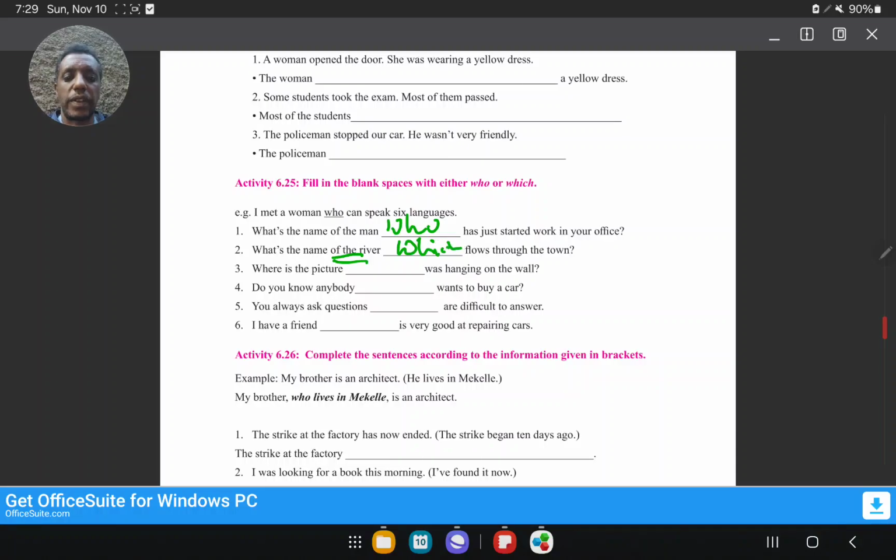Which. Don't forget here, number 4: do you know anybody who wants? Anybody refers to a person, so who is the right answer. You always ask questions, don't you? We are talking about questions. So who or which can be difficult to answer. Your exam is often like that. Now you can practice, please. I have a friend who is very good at repairing cars. I have a friend. You are talking about a person, so the answer is who.